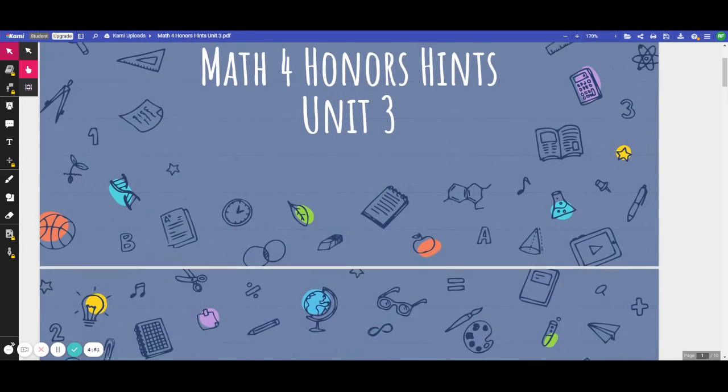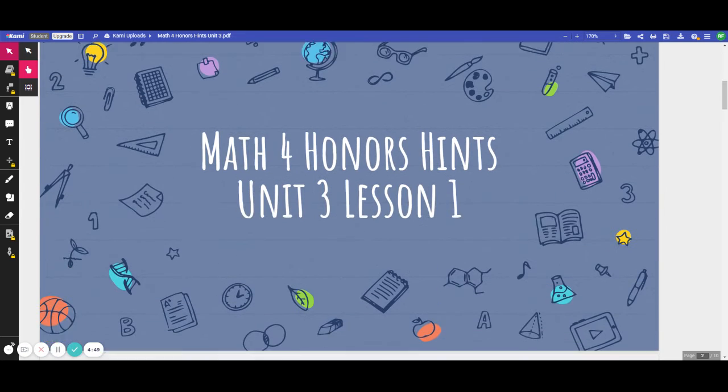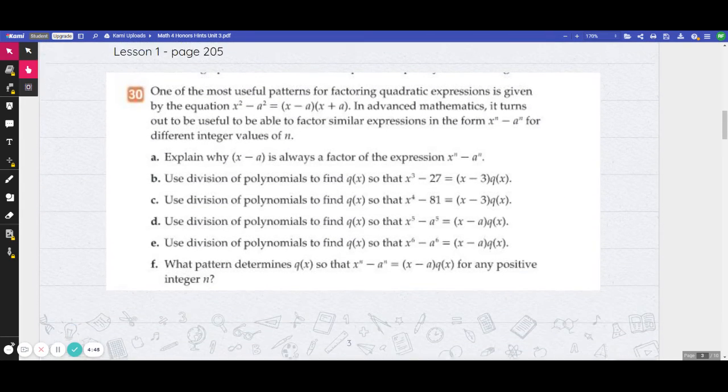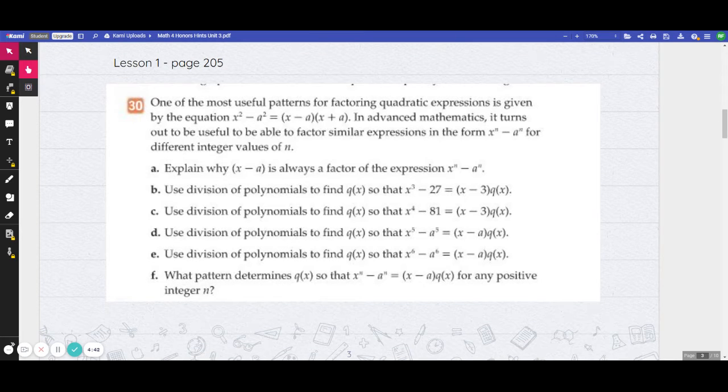I'm going to take you on a tour of all of these wonderful, magical math problems. We're going to start with Lesson 1. Problem number 30 can be found on page 205.